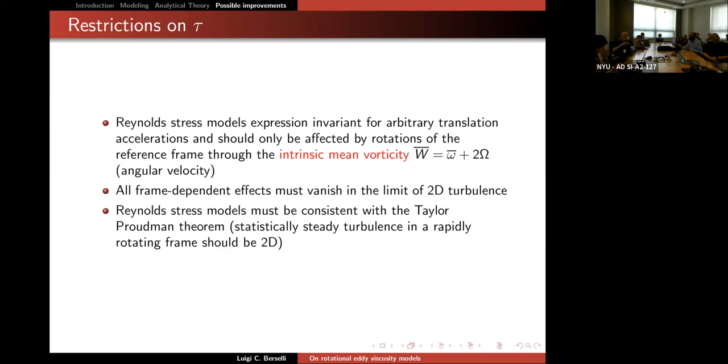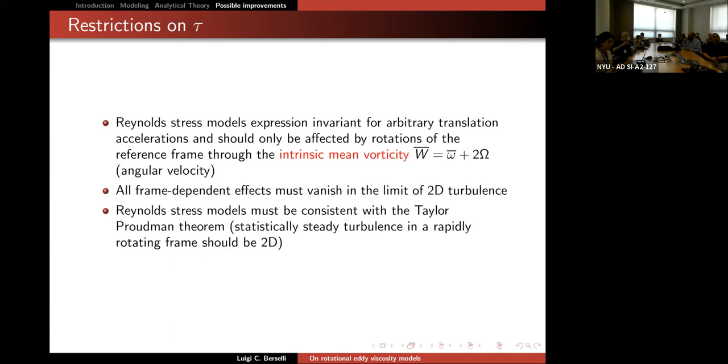The other limitation is that the frame-dependent effects must vanish in the case of a 2D problem. This is why in 2D, since you have a domain, the motion is on the plane and the angular velocity is vertical, then the rotation can become, via the stream function, a gradient of pressure. And so the system does not have to see that there is a rotation, at least when you write it correctly.